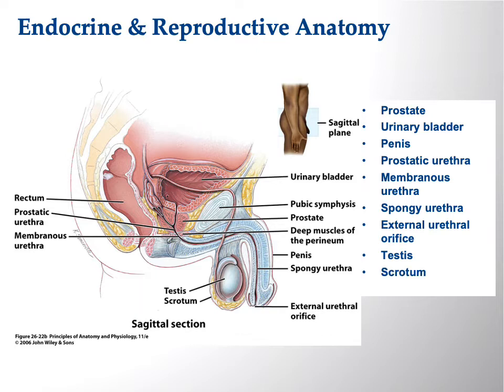Then the testis and the scrotum. So testis, don't say testicle. I'll mark that wrong. Testicle is actually a name for several structures combined. It's not really a good anatomical term. Testis is the endocrine gland itself right there, the structure. So it's a testis, and it's inside of the scrotum, all right? Testis, scrotum, penis, external parts of male reproductive anatomy.